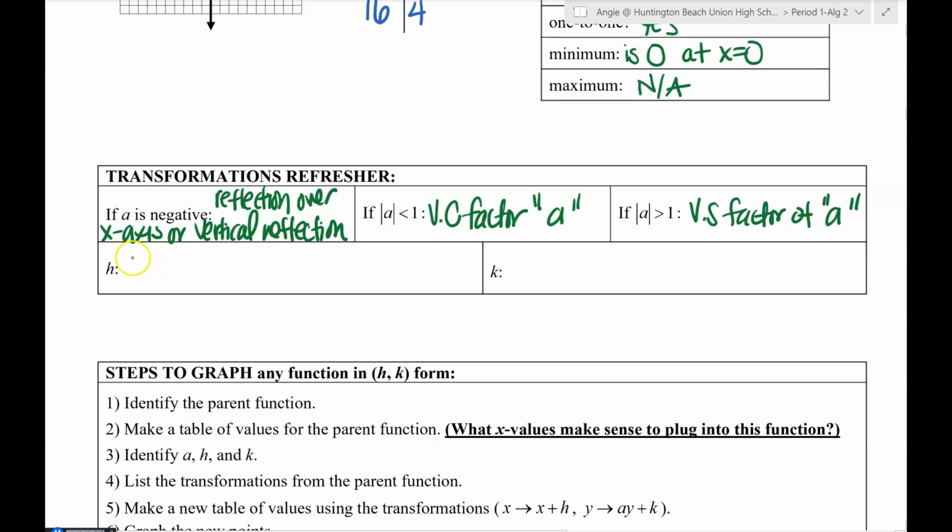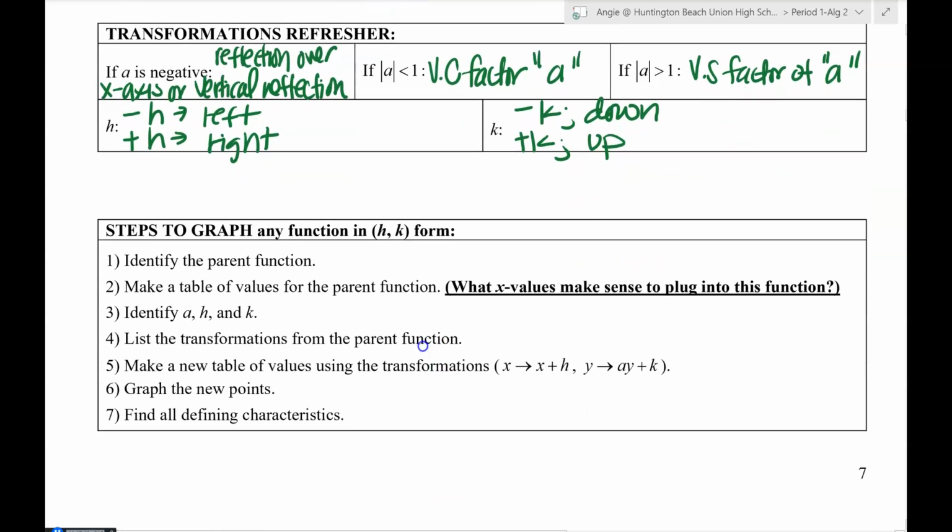As we stated earlier, if it's a negative H, translate to the left. If it's positive H, translate to the right. Negative K, go downward. Positive K, translate upward. So just like what we talked about.